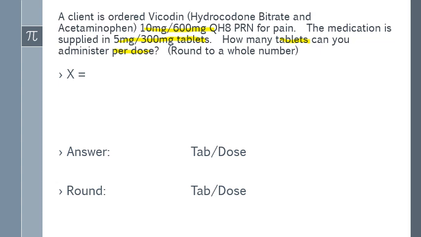So here's what that means. This medication, this tablet, has 2 medications in one. I call it a combo med. It has hydrocodone and acetaminophen. So when you're looking at what this means for me, when I'm looking at all these numbers, is that in this order or in the pill, either one, hydrocodone is 10 milligrams and acetaminophen is 600.